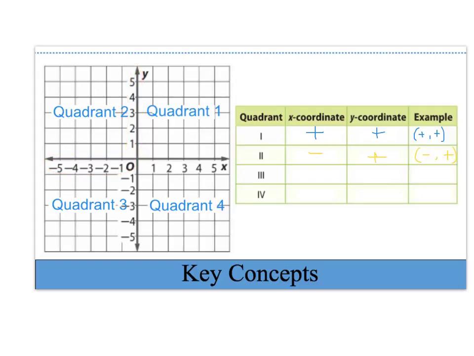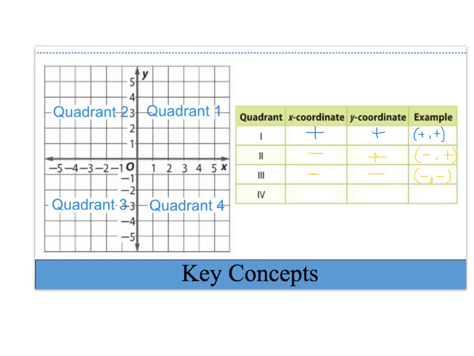Now let's take a look at quadrant 3. If we look at the x-coordinate, notice our x-coordinates are all negative. So that's going to be a negative number. And our y-coordinates are also all negatives. So we're going to write a negative sign. So our ordered pairs would be negative, comma, negative.